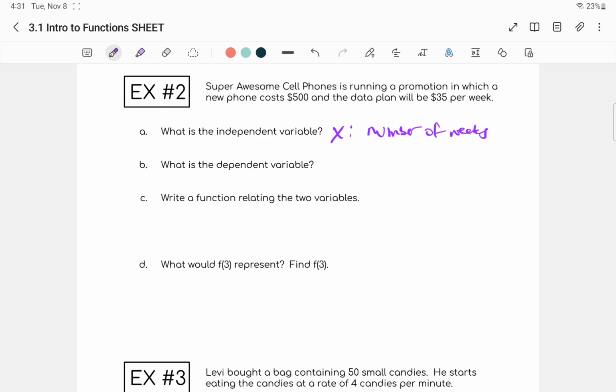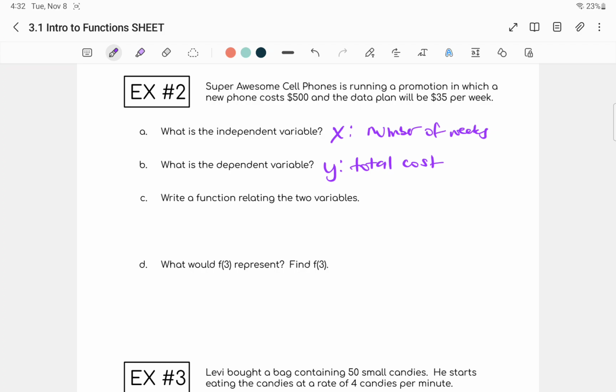Now, what is depending on the number of weeks? That's going to be my total cost. Again, usually y is going to be total cost, or just the total of whatever we're measuring here. In most cases, it will probably be money.